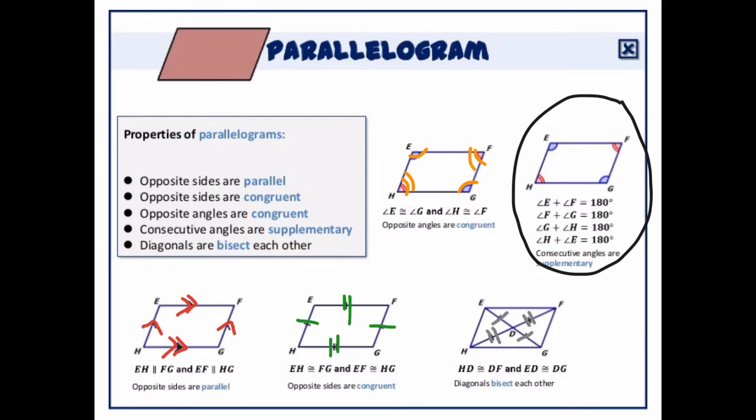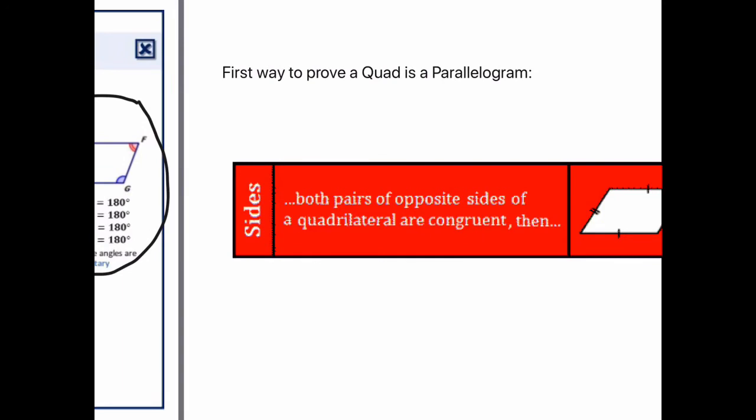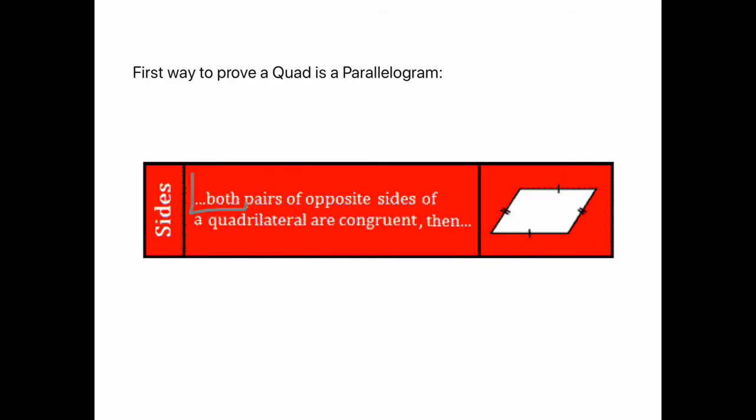So now, remembering what all of our properties are of parallelograms, there are 4 different ways that you can prove that a quadrilateral is a parallelogram. The first is by comparing the sides. If both pairs of opposite sides of a quadrilateral are congruent, then the quadrilateral is a parallelogram. So if you can prove that the top and the bottom are congruent, and the left and the right are congruent, then that quadrilateral is a parallelogram.